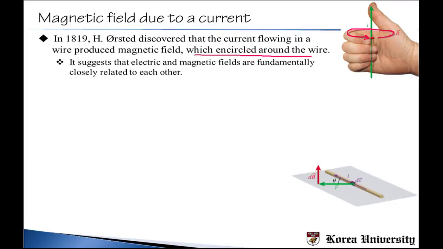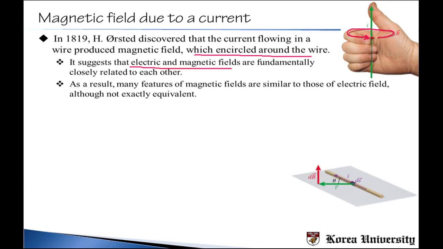And this phenomenon, in fact, suggests that electric and magnetic fields are fundamentally and closely related to each other, because the current represents the electric field and it always carries the magnetic field. Okay, and because of these fundamental relations, many features of magnetic fields are similar to those of electric fields, although they are not exactly equivalent or the same. We will see that one by one.